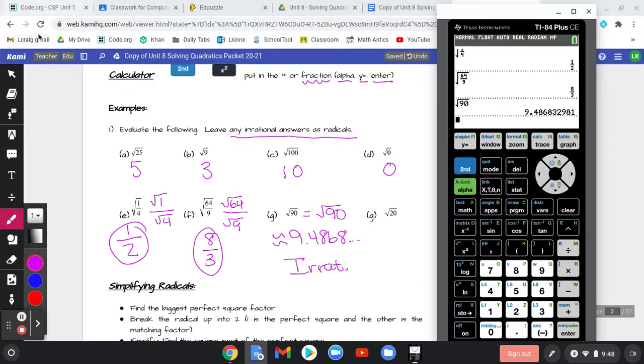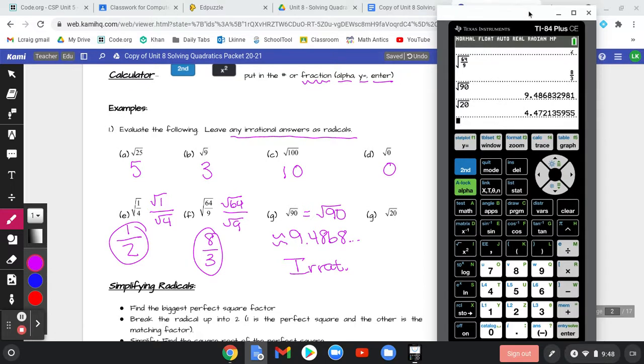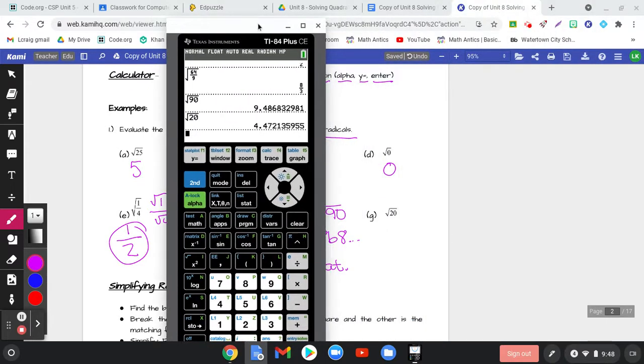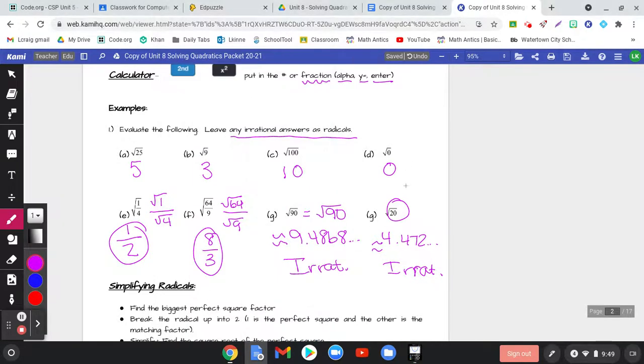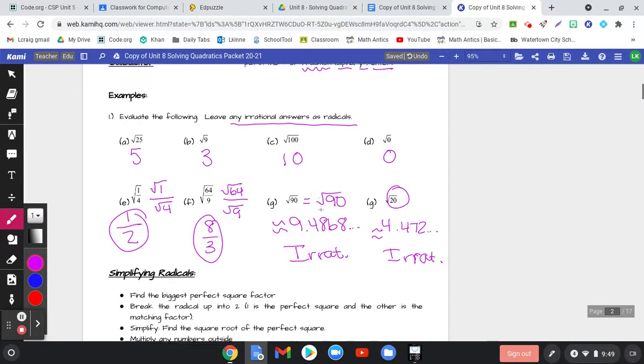All right. Second, square root of 20. 4.47, again, irrational. So we're going to leave it as the square root of 20. And the reason we get this decimal is that it's irrational. So pretty easy. Any that you're not sure about, you can use your calculator for.